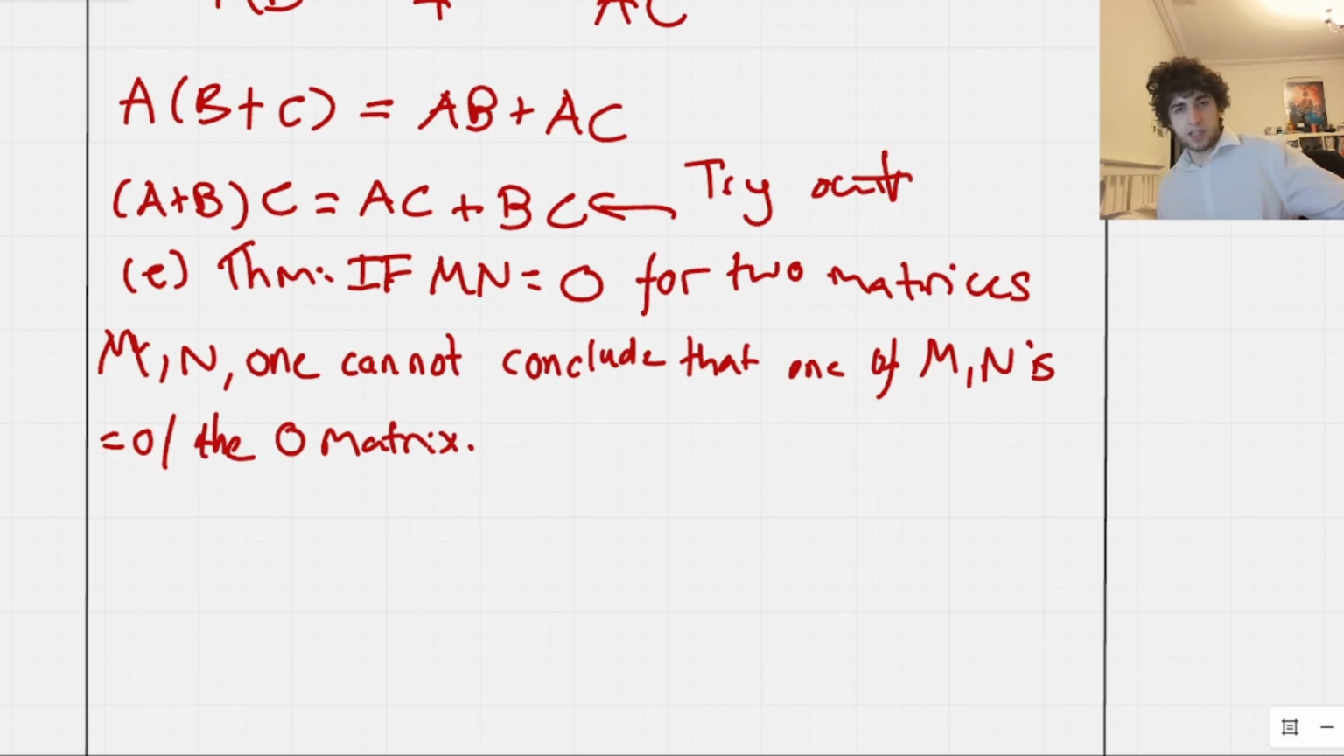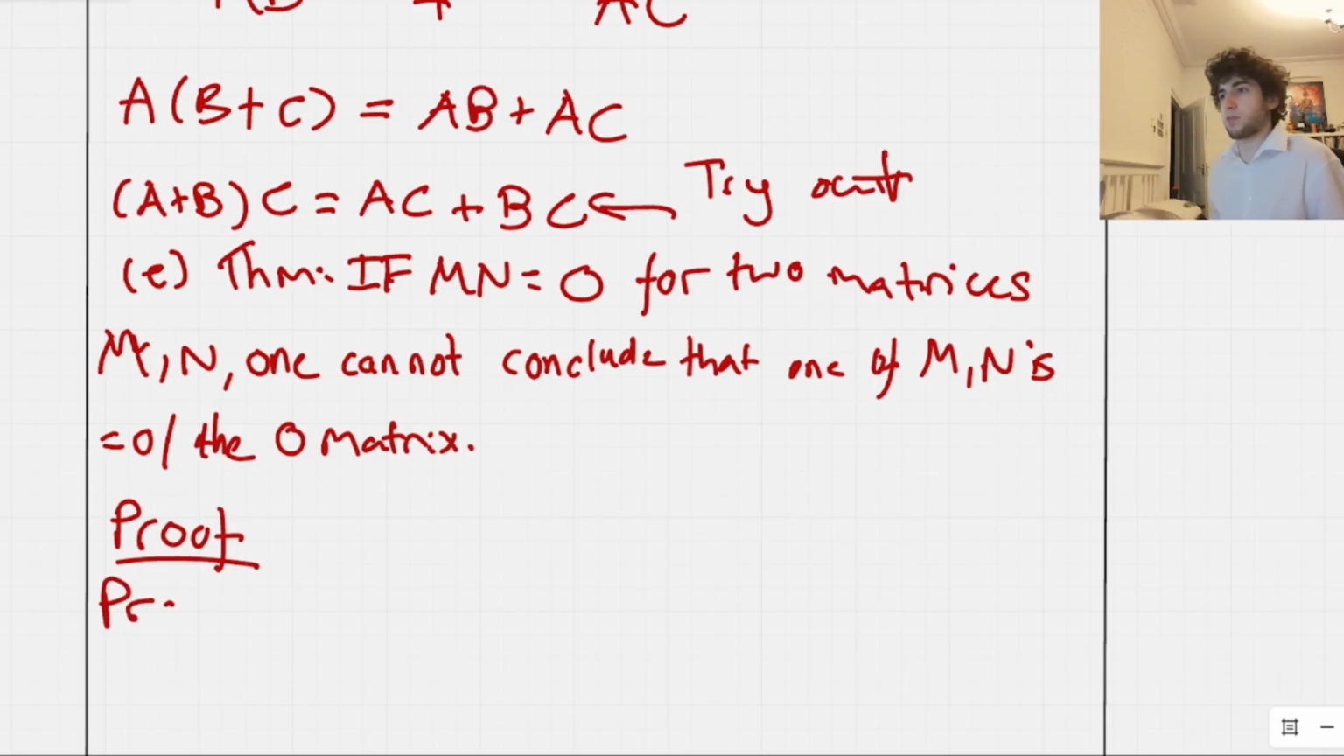And I can just basically give you an example, and that proves it, right? So yeah, let's just prove it. Effectively, this is prove it via counterexample, or disproof by counterexample, right? So when I say it's a proof by counterexample, I really mean it's a disproof by counterexample. So I take the opposite of that statement, which is that if MN is equal to 0 for two matrices M and N, then one can conclude that one of M or N is 0, and I prove it's wrong, okay?